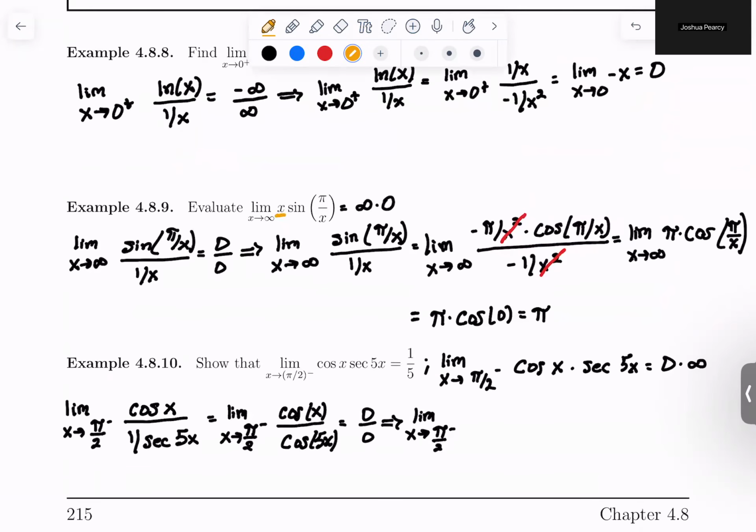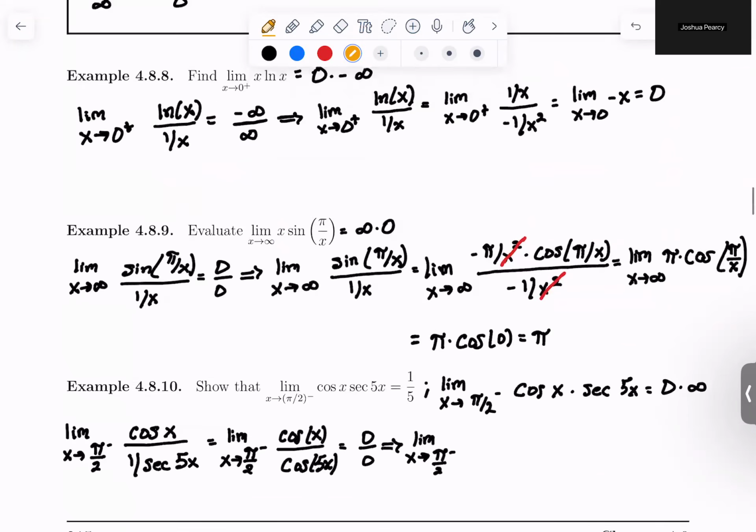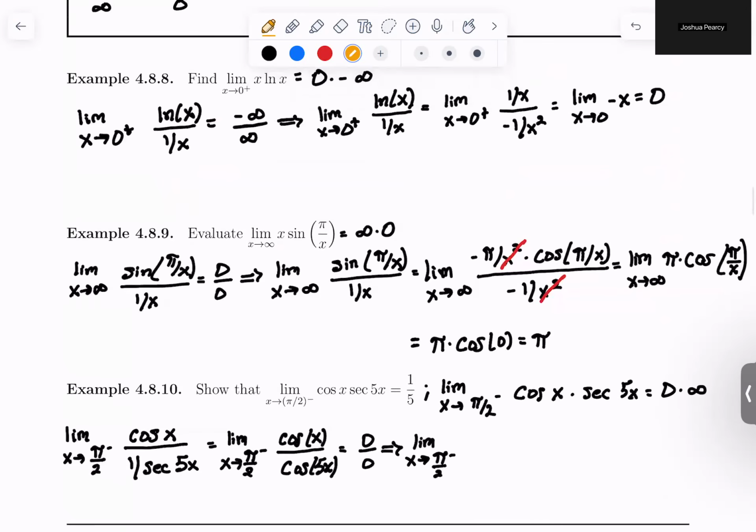Take this x here. 0 over 0, and we can apply L'Hopital's rule. Differentiating the numerator, we have minus pi over x squared times cosine of pi over x. And differentiating the denominator, we have minus 1 over x squared. And then we can cancel out these x squareds here. This leaves us with the limit as x goes to infinity of pi times cosine of pi over x. So now as x goes to infinity, this becomes pi times cosine of 0, and cosine of 0 is 1, so our limit is just pi.